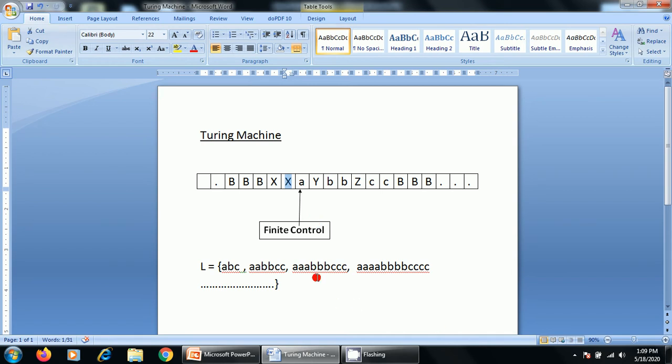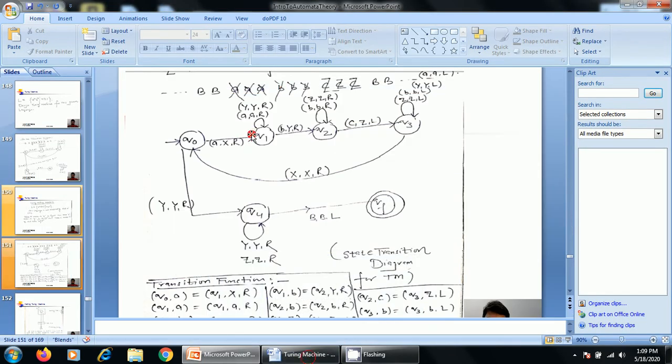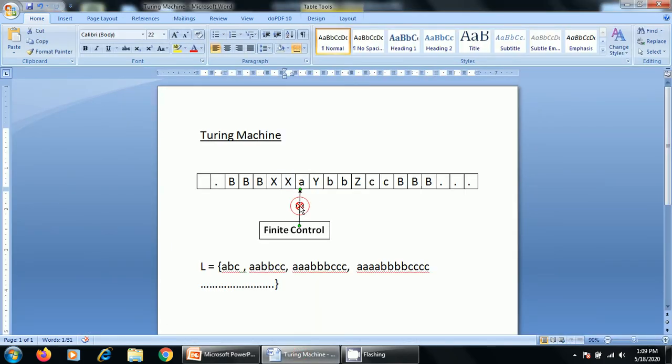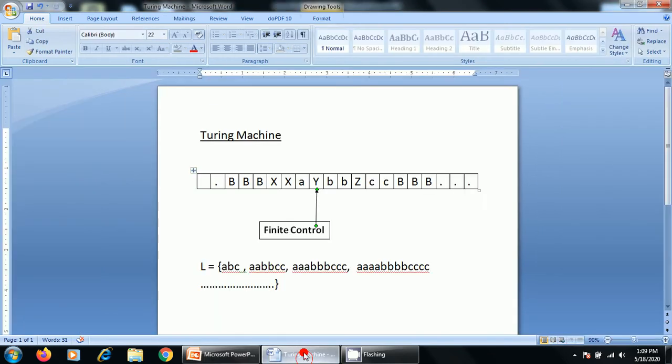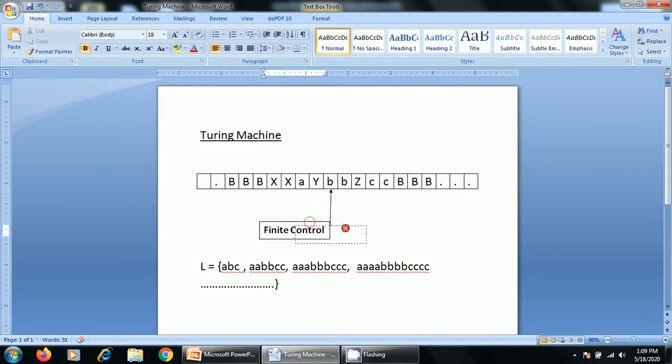Okay, now this is an A. We are at this position. If there is an A, keep it A and move right. If there is a Y, there may be a Y in between, keep it Y and move right. Now we are searching for the second B.